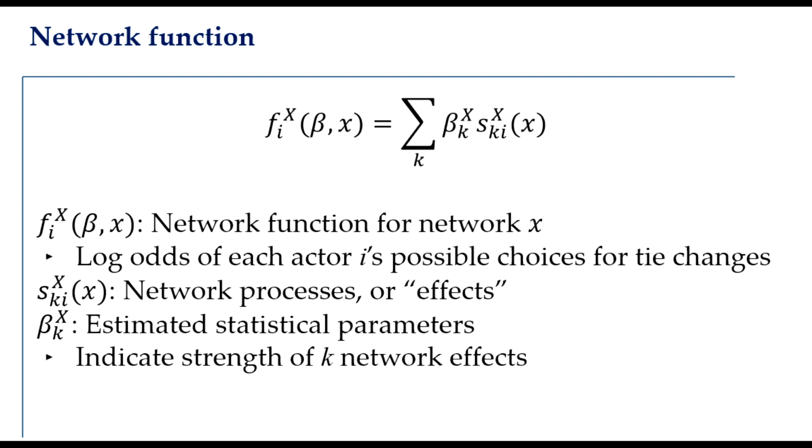SIENA uses observed change occurring in social network panel data to estimate a network function. Changes in network X are modeled by simulating network microsteps that reflect changes in whether two individuals or actors are connected by a tie, such as a friendship. The network function expresses the log odds of each actor's possible choices for tie changes, given current model parameters and the network state.